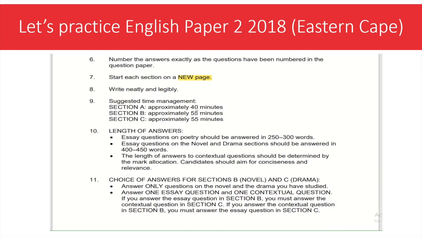And these are the time estimates for each section. So you should spend 40 minutes on section A, 55 minutes on section B, and another 55 on section C.